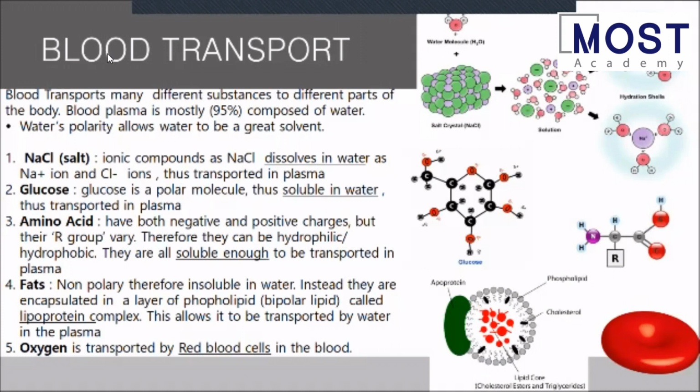So we have to know that because water is a polar molecule, sodium chloride, salt, glucose, and amino acids can directly dissolve in water, but fat and oxygen have to have special carriers to be transported in the blood.